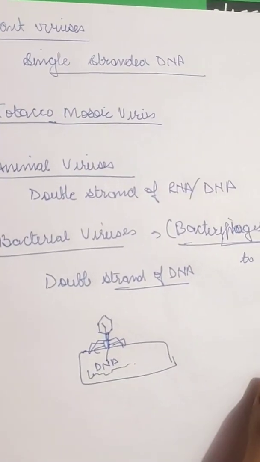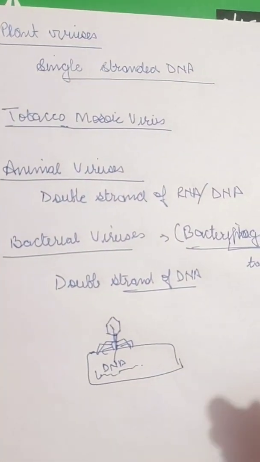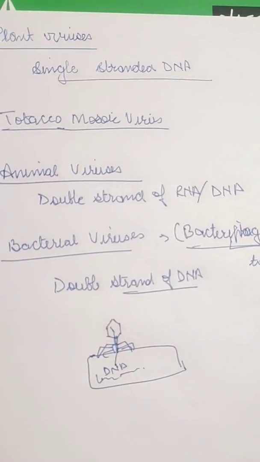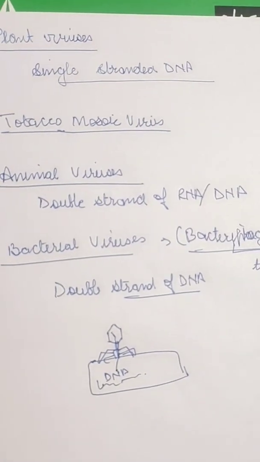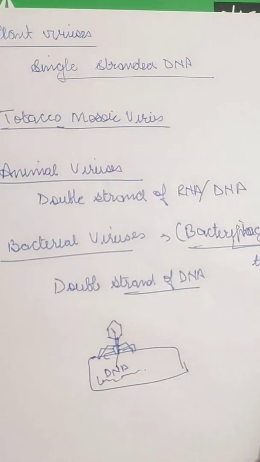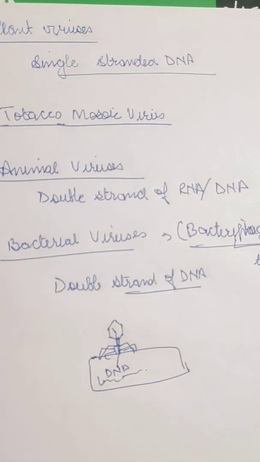So there are many viral diseases such as smallpox, influenza, measles, AIDS, and in plants also there are many diseases, such as dwarfing of plants and mosaic formation in plants. These are some common diseases caused by viral infections.